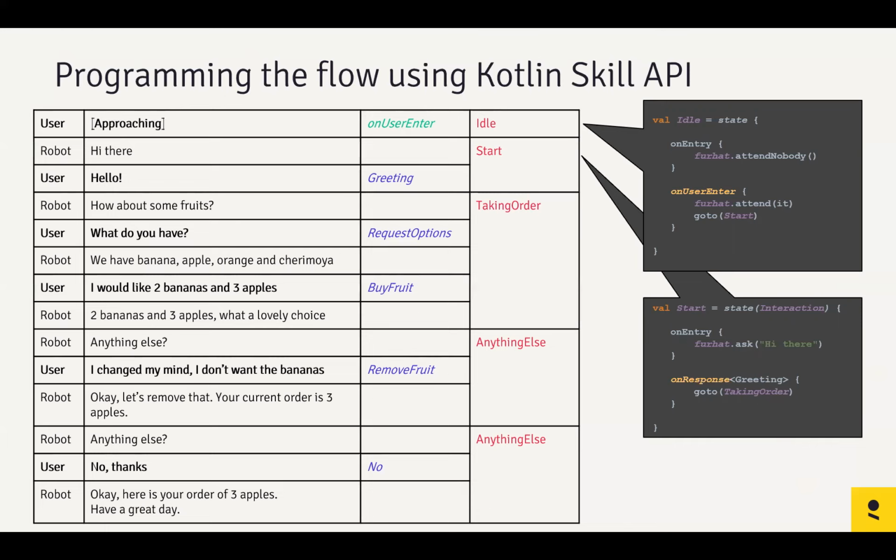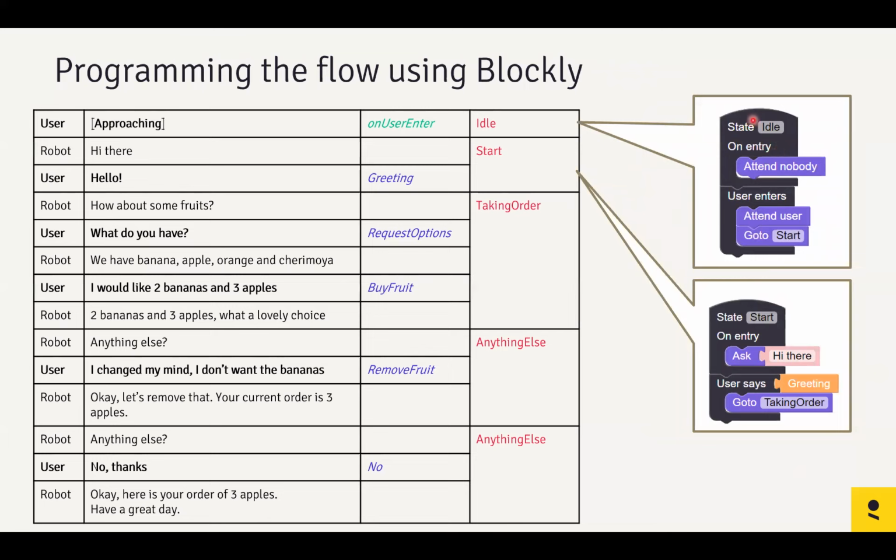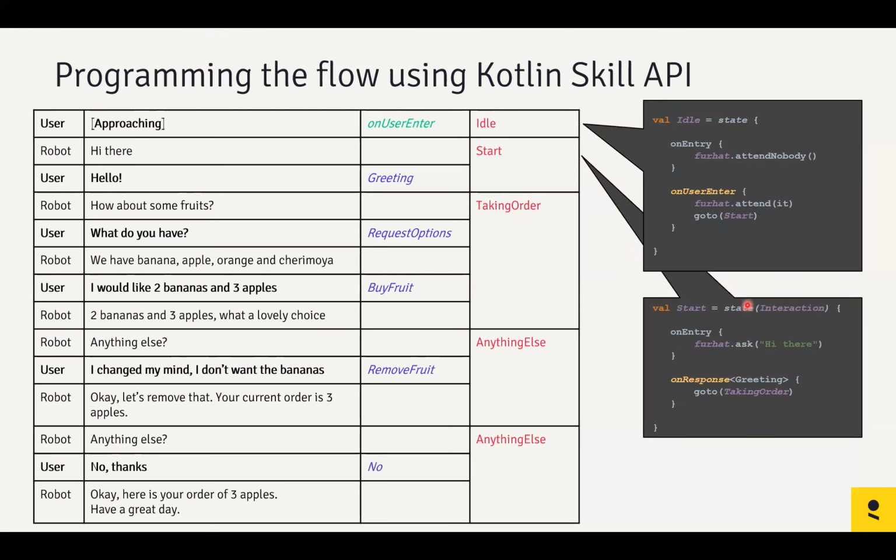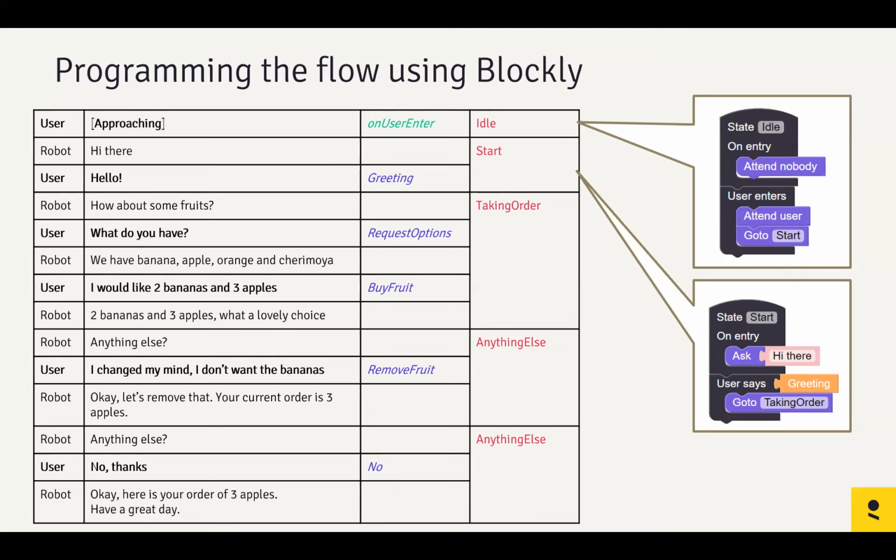If you program this with Blockly, you will see that it's actually exactly the same structure, but you're using these graphical blocks instead of this Kotlin code. So we have the state and we have a trigger and we have the attend here and the go to and the ask hi there. So it's exactly the same structure that we saw in the Kotlin example, but you use the graphical tool instead.